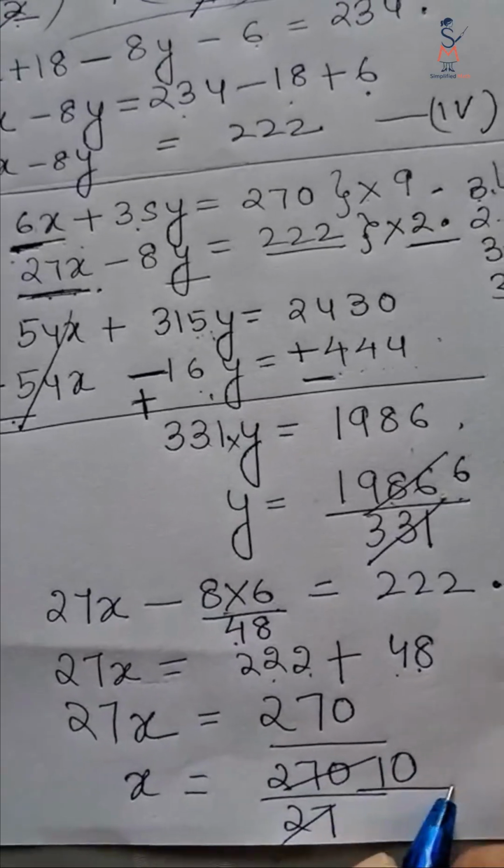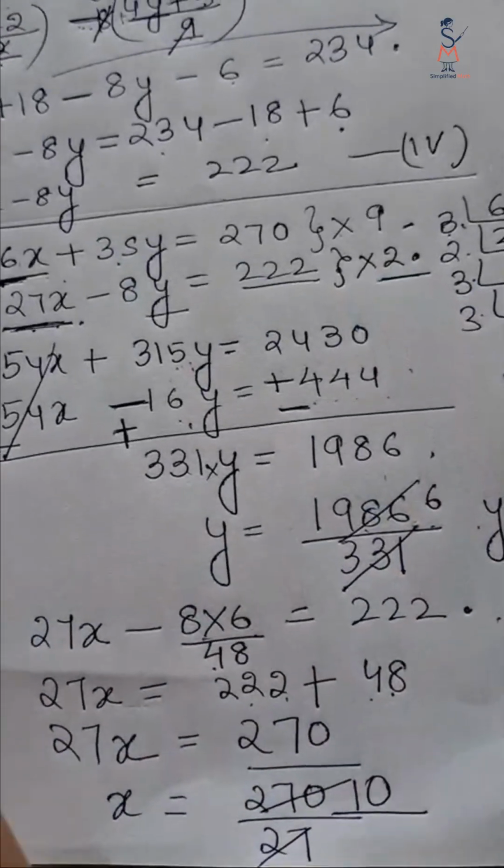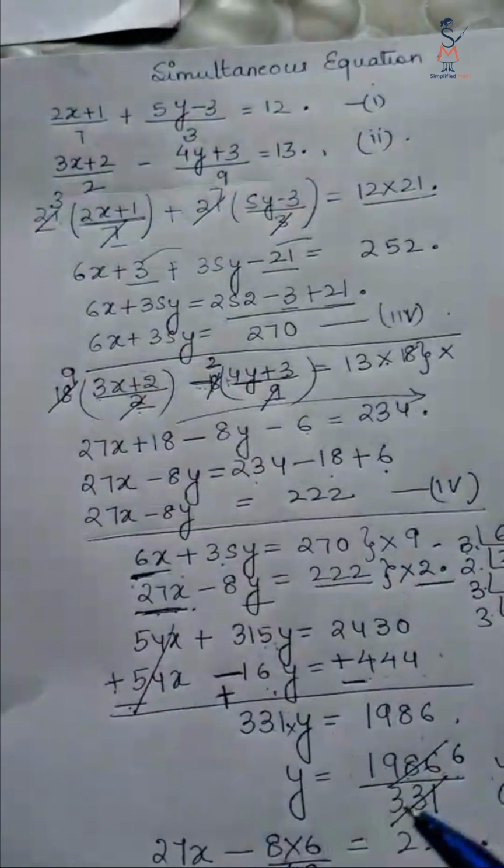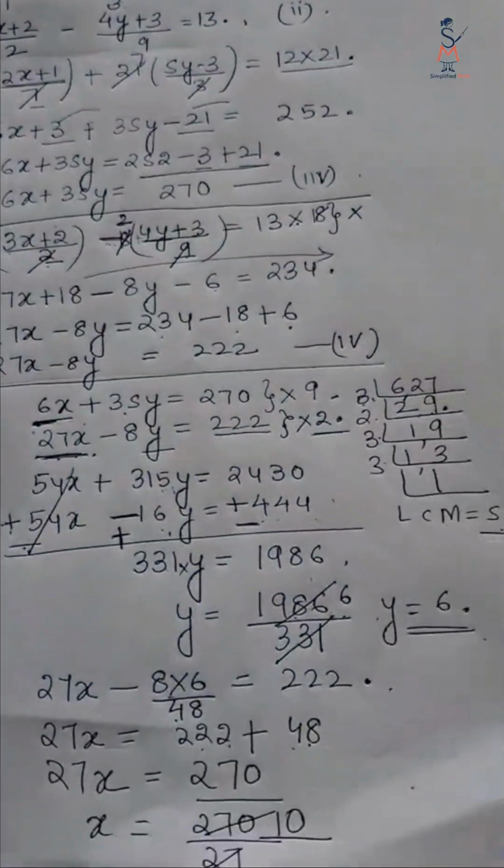So this is how we will solve such kind of equation in which the denominators are there. We'll first eliminate the denominator and then solve it accordingly.